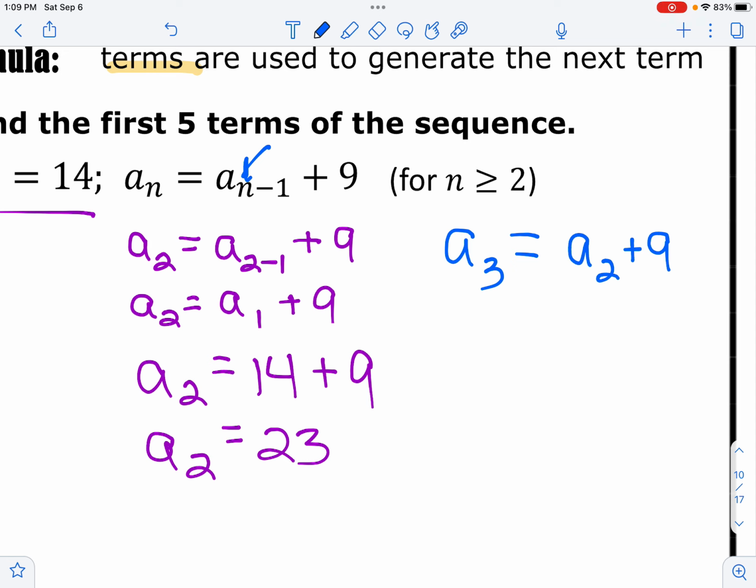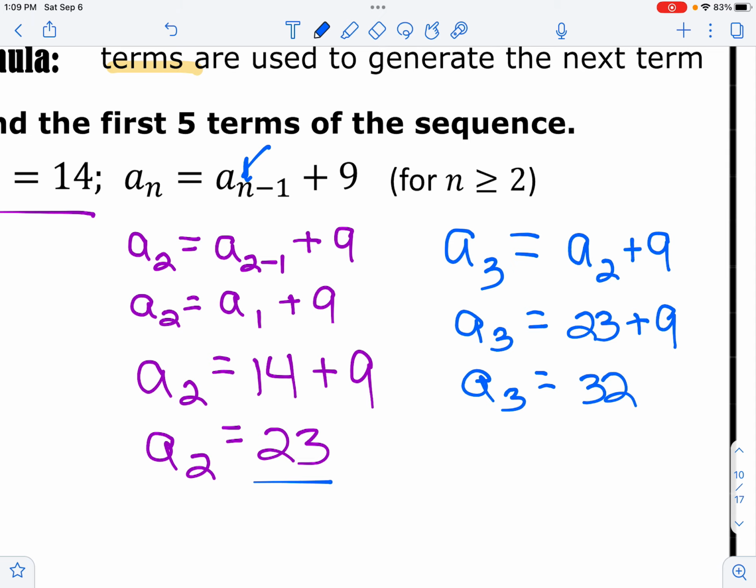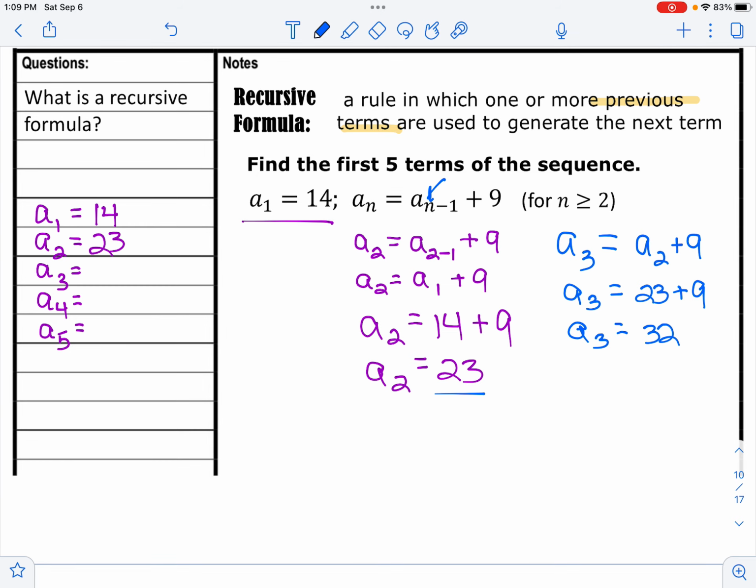So take the previous term, which we already know is 23. A sub 2 is 23. So 23 plus 9. So all this sequence is saying is take the previous term and add 9. And so this is going to give me 32. So then I'll go write that over here.